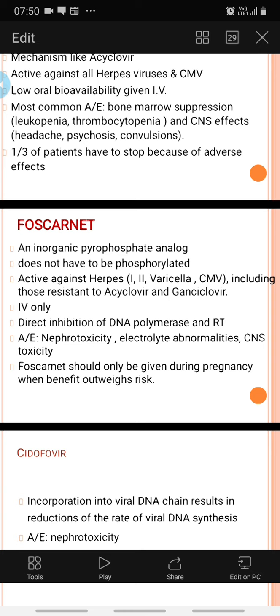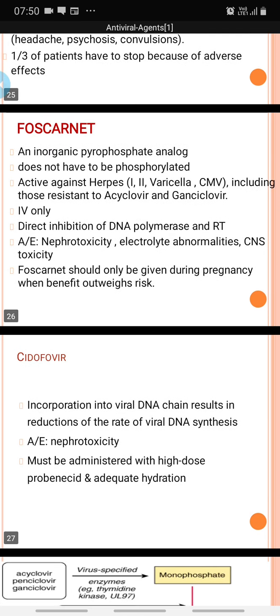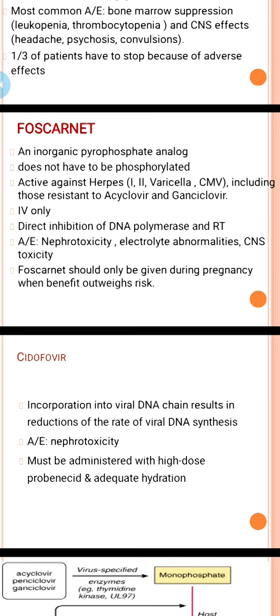It directly inhibits DNA polymerase as well as reverse transcriptase, and adverse effects include nephrotoxicity, electrolyte imbalance, and some CNS effects. It should be given during pregnancy only when benefit outweighs risk, but it is not a commonly used agent. Commonly we use acyclovir, valacyclovir, ganciclovir, etc.